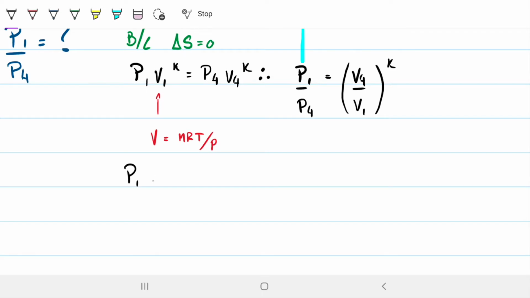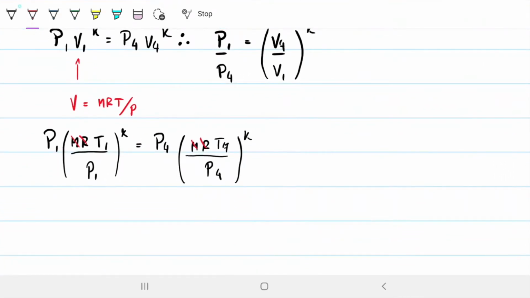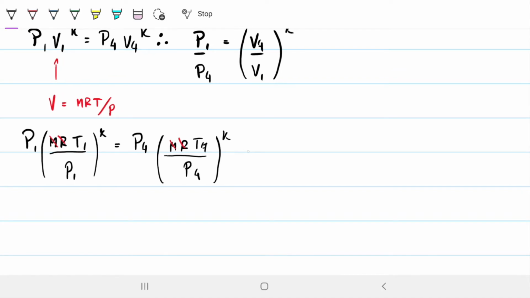And so I'm going to have P1 times (m R T1 divided by pressure 1) all to the K. And over here I'm going to have P4 times (mass R T4 divided by P4), also to the K. In this case, the m to the K and R to the K are the same on both sides. What we need to be wary of is the temperatures. So we have the temperature ratios to be able to get rid of the pressure ratios.